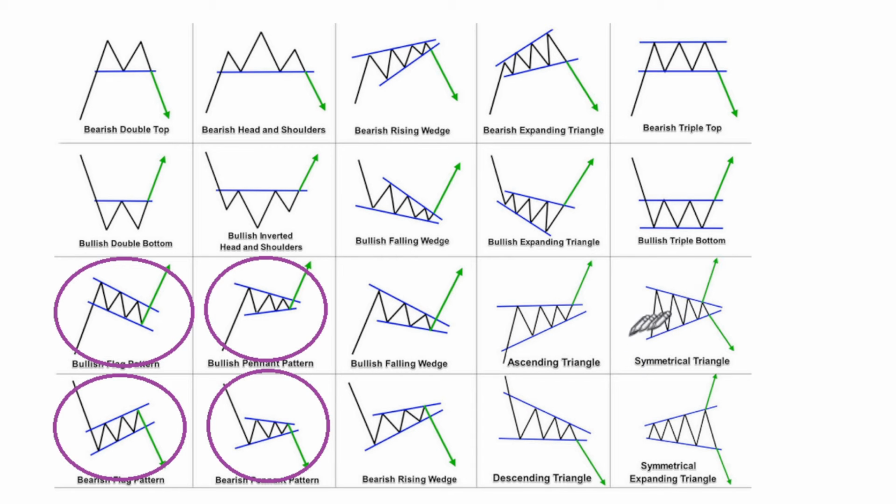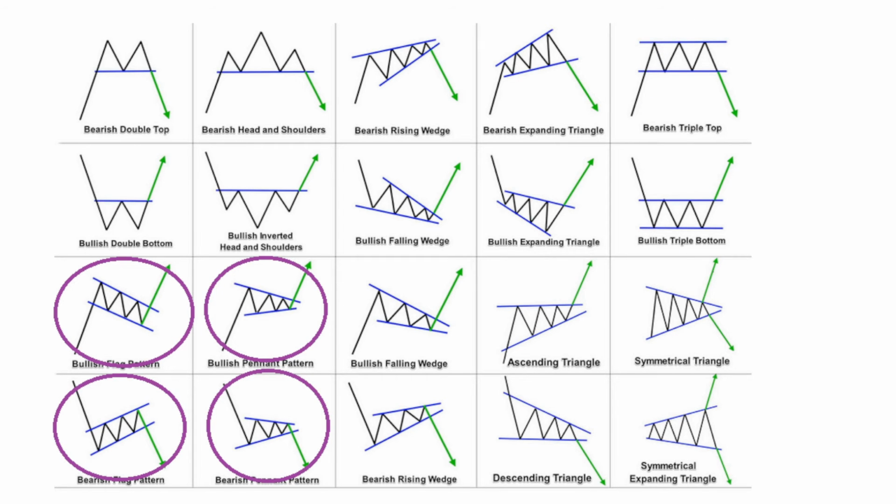That would be a continuation pattern. If it was increasing and it broke down, it is a reversal pattern. If it was over here decreasing and broke down, continuation, because it continues from this. If it was decreasing and breaks up, it is a reversal pattern. So I hope you're getting the idea.